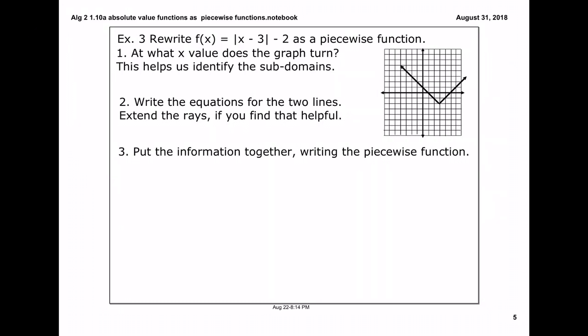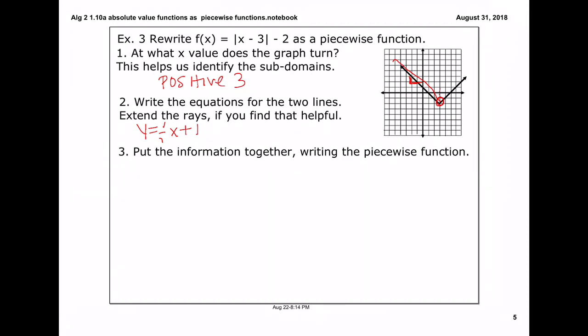So we first want to take a look at our graph at where our graph turns. So in accordance to our x-axis, our graph turns at positive 3. Write the equations of the two lines. Well, my line coming from the left, I can see crosses my y-axis at positive 1. And my slope in this one, I can see I'm falling 1, running 1. So it's 1 over 1.